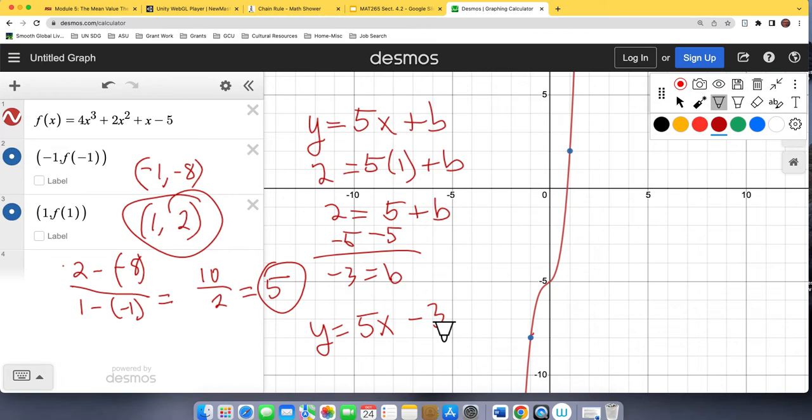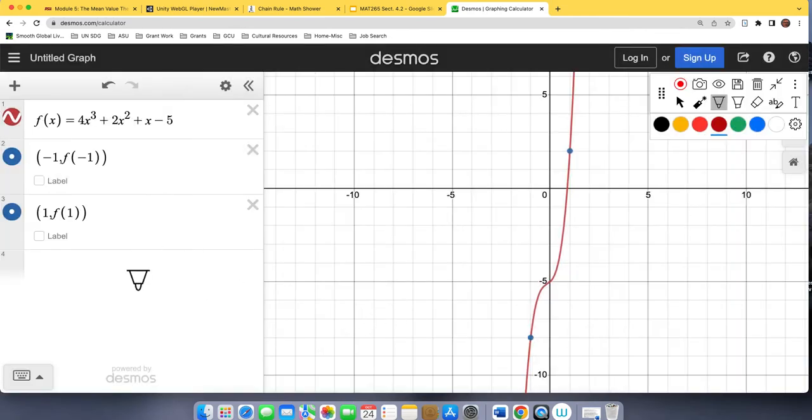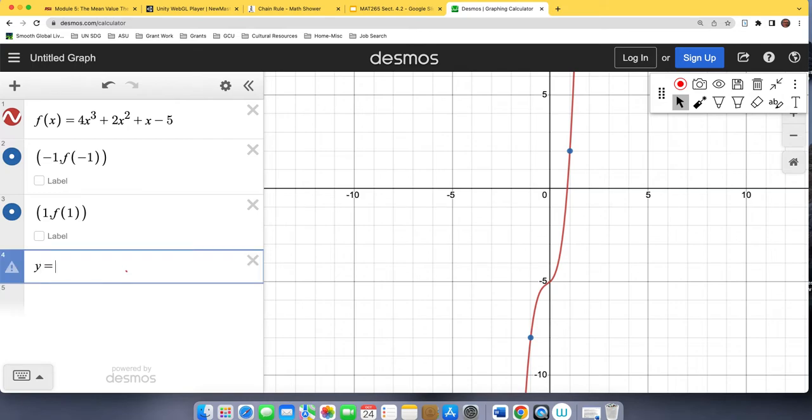Okay, so we've done that part. What the theorem is telling us is that there's some other place on this graph where the derivative will be 5. I want to show you both ways, so let me clear this out. Let's graph the line y equals 5x minus 3. And yes, indeed, it does connect these two points, 1, 2 and -1, -8.